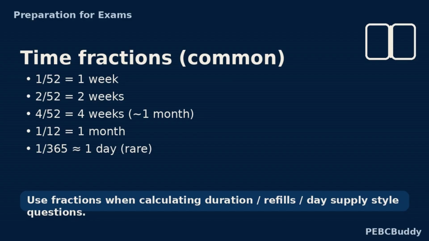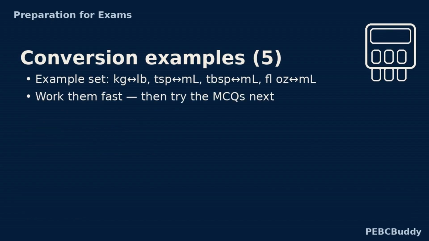Now time fractions. You may see these written like 1/52 or 1/12. 1 divided by 52 is equal to 1 week. 2 divided by 52 is equal to 2 weeks. 4 divided by 52 is equal to 4 weeks. And 1 divided by 12 is equal to 1 month. These can appear in duration of treatment style questions, so read them carefully and don't guess.